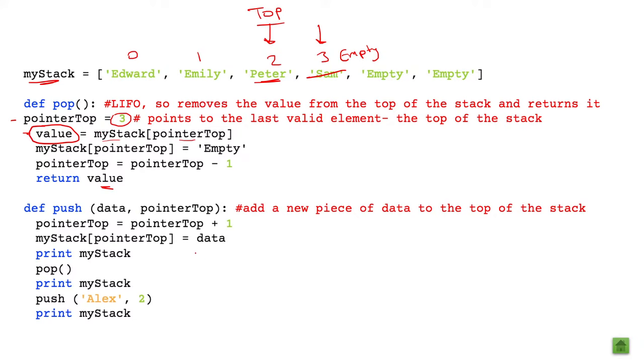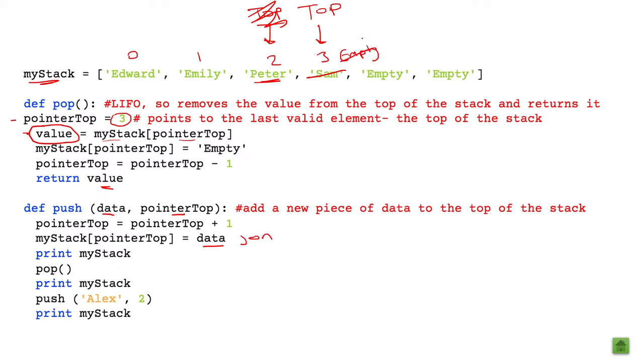Okay. Push in. To push stuff onto the stack, you need the data to be pushed and the position to be pushed to. All right. So pointer top. If I was pushing something on here, pointer top now is 2. So it's going to say 2 plus 1 is 3. So this is now the top of the stack. My stack at the position of pointer top. So my stack at the position of 3 is given the data. Let's put John in there.